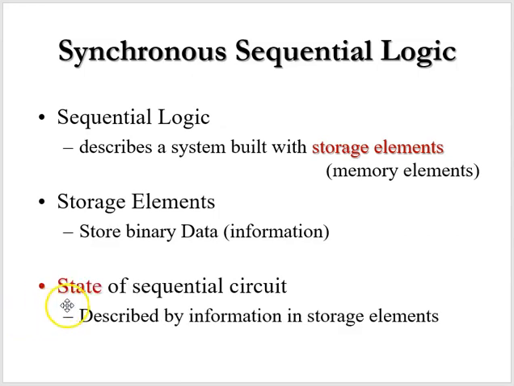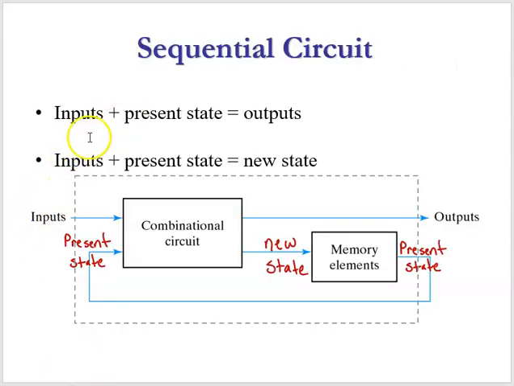We'll also talk about the state of a sequential circuit. That state of the circuit is described by the information in the storage elements themselves. So if we look at a sequential circuit, it is composed of a combinational circuit and these memory elements. We have looked at so far a combinational circuit where we have inputs and then outputs, and the inputs go through some combination of logic elements and result in new outputs. In a sequential circuit, you have inputs and this present state going into your combinational circuit, and that creates this new state that gets stored in the memory elements. The output of the memory elements are the present state.